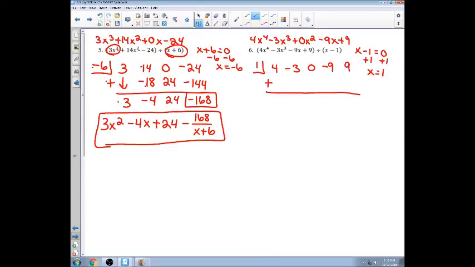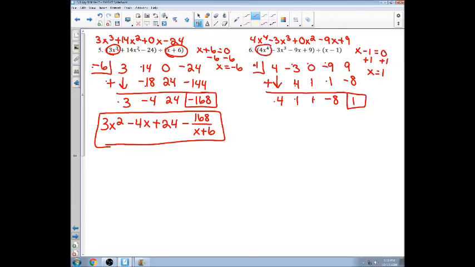My plus sign and my bar, drop the 4. 4 times 1 is 4. Negative 3 plus 4 is positive 1. 1 times 1 is positive 1. 0 plus 1 is positive 1. 1 times 1 is again positive 1. Now I have negative 9 plus 1, which would be negative 8. Negative 8 times 1 is negative 8. So 9 plus negative 8 would be positive 1. That will be my remainder.